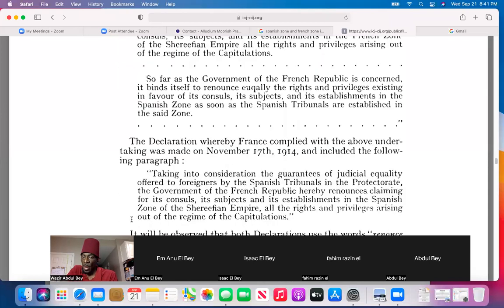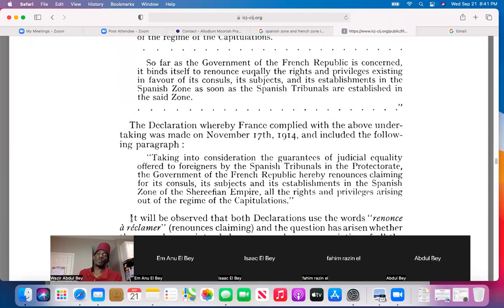The declaration whereby France complied with the above undertaking was made on November 7, 1914, and included the following paragraph. Taking into consideration the guarantees of judicial equality offered to foreigners by the Spanish tribunals in the Protectorate, the government of the French Republic hereby renounces claiming for its consuls, its subjects, and its establishments in the Spanish zone of the Sharifian Empire, all the rights and privileges arising out of the regime of the capitulations.